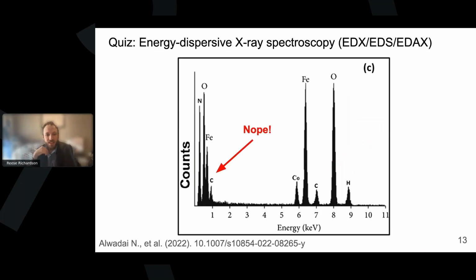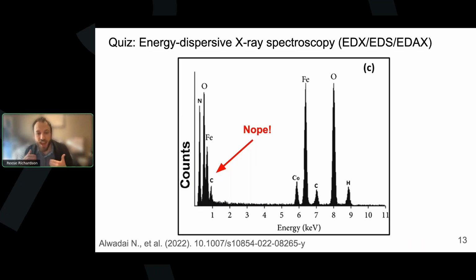And then finally, if you look at where those one peaks should be, carbon's single peak should be around 270 electron volts. And here you can see that it appears at 1,000 electron volts. And that is just not going to be possible. That's just not going to happen.